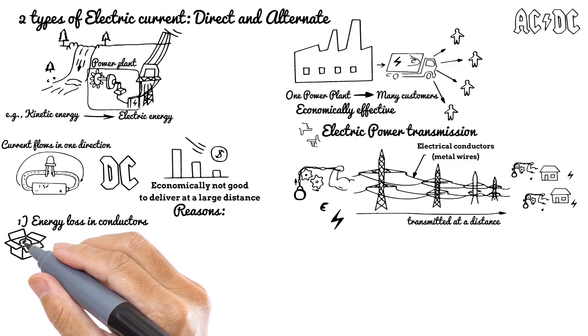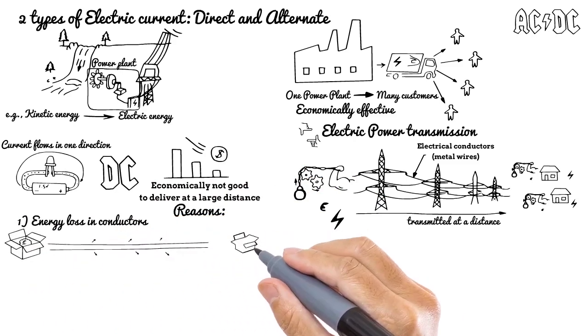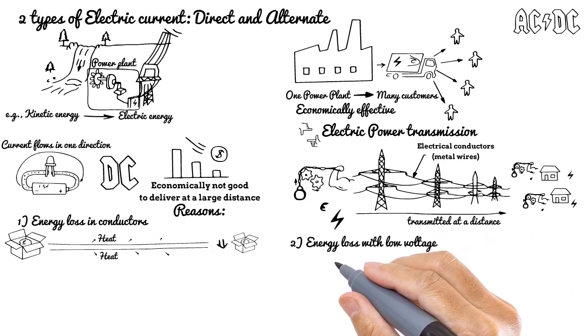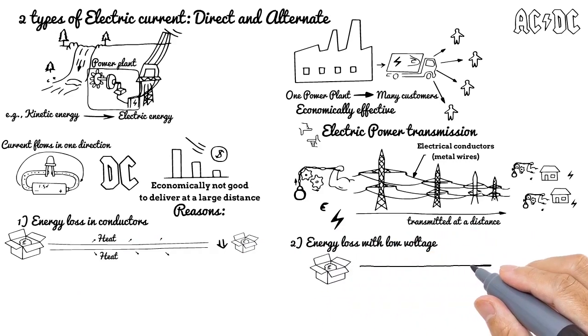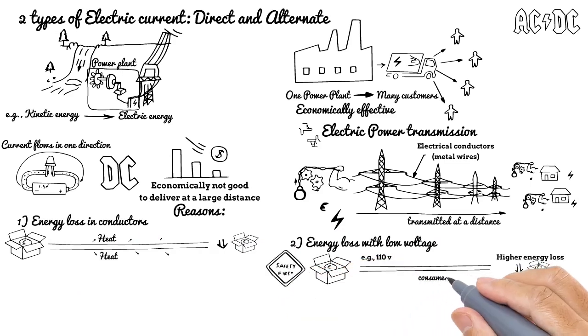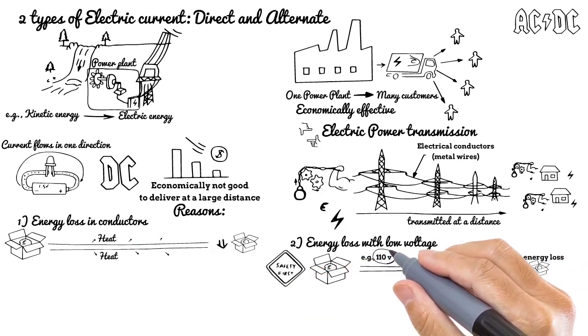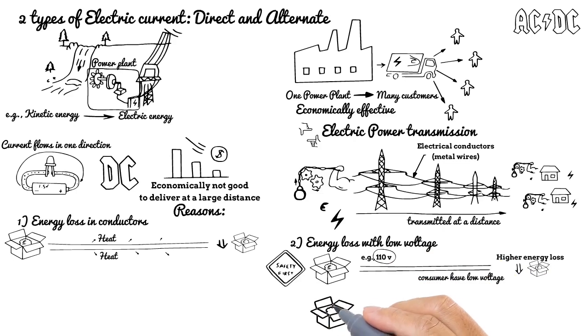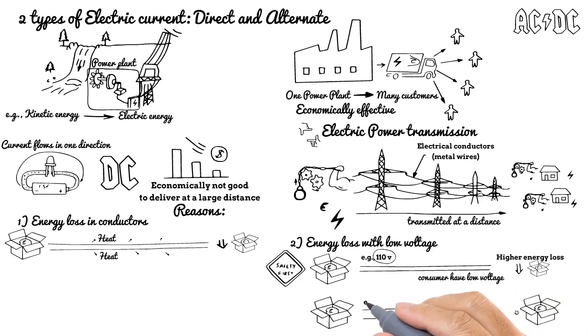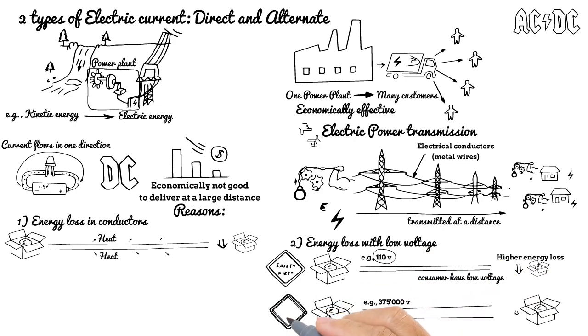First is energy loss in conductors in general, which appears as heat. Second is energy loss in a conductor with low voltage in particular. For safety purposes, consumers have low voltage. In the US, it's around 110 volts in houses. But less energy loss can be observed in the case of transmitting higher voltages, with tens or hundreds of thousands of volts, which are in turn not safe for humans at all.